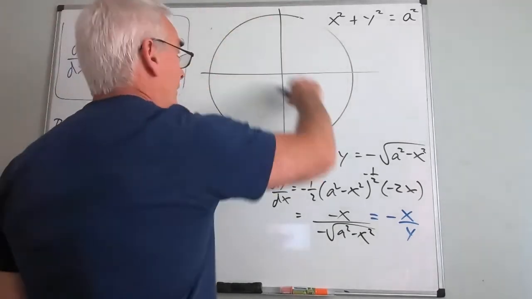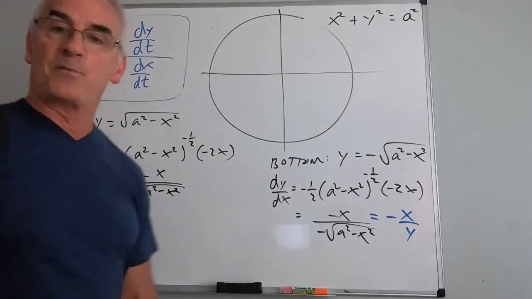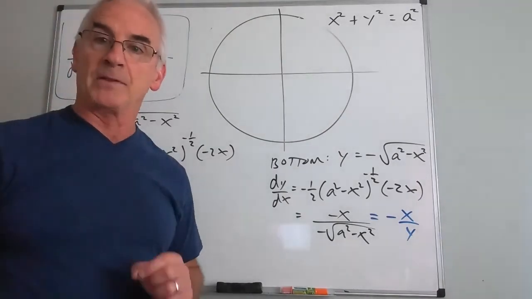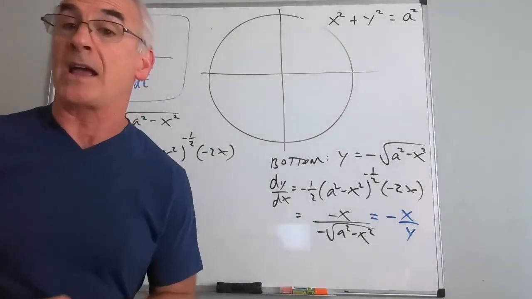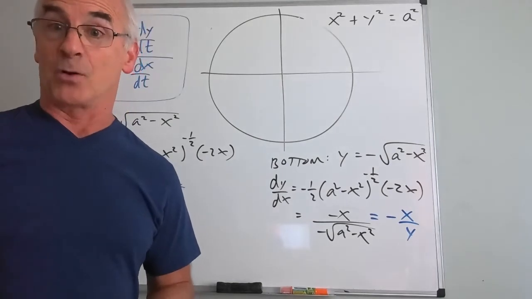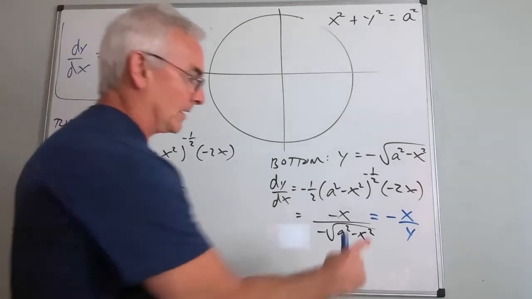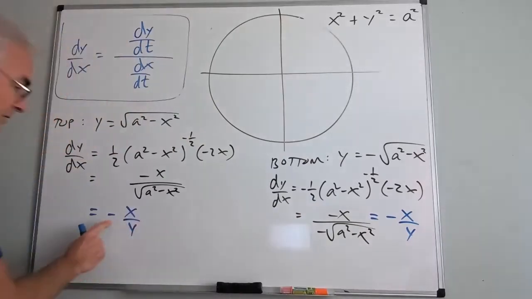In the second and fourth quadrants, my tangent line should have positive slopes. So if I'm in the second or fourth, then x and y have opposite signs. So x over y would be a negative number, making this positive. This is positive. Okay.